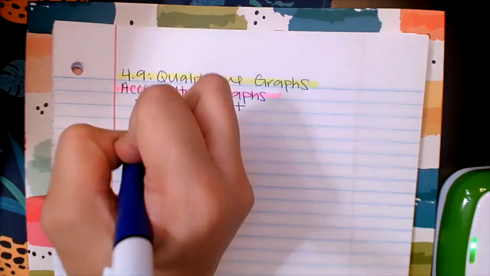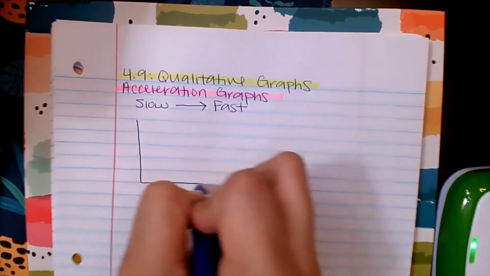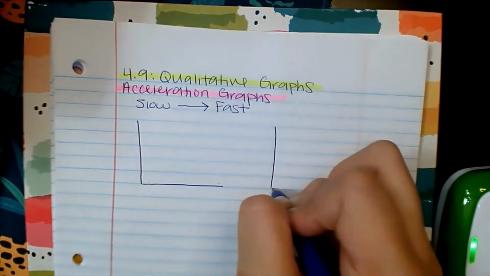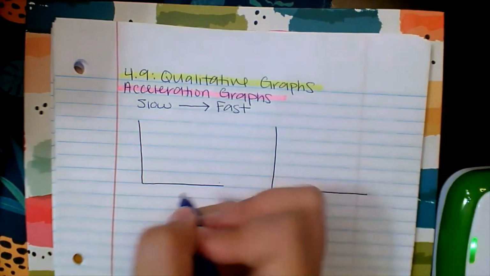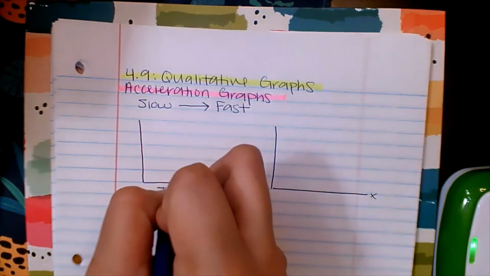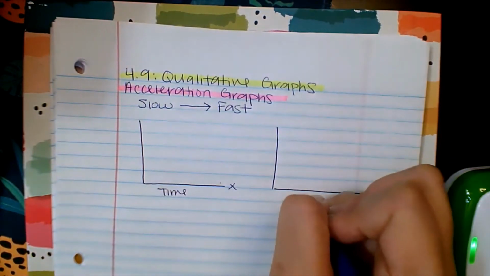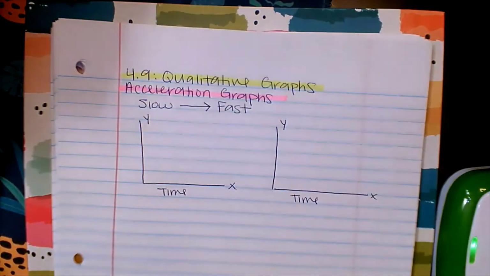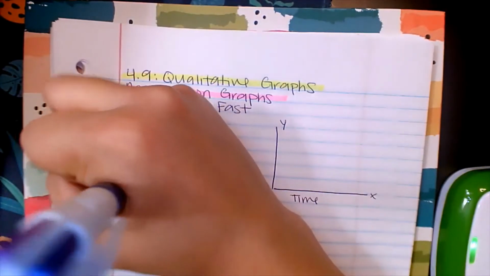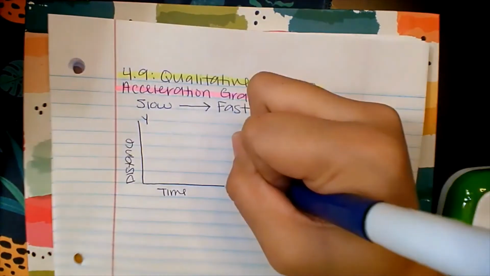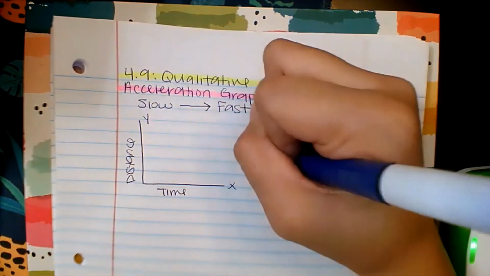So let's say we had a graph that looks like this. And as a matter of fact, we're going to have two different types. And for our x values, we're always talking about time. And then for our y values, we're going to be talking about distance. So I'm trying to write this sideways.